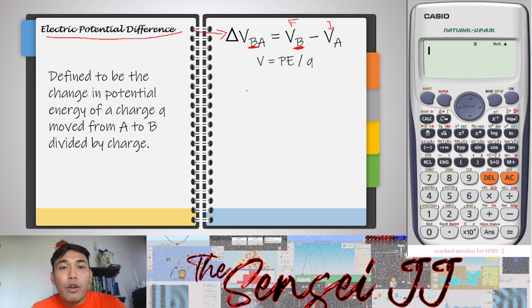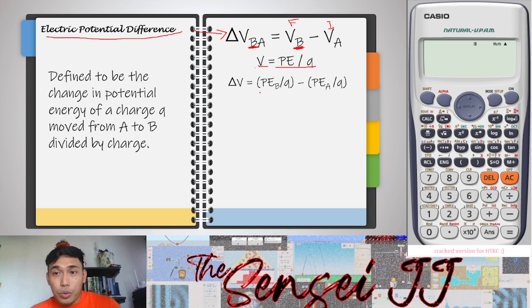And we know that our formula of V, or our electric potential, is V equals PE all over Q. Substituting the value of V, which is PE over Q, dito sa ating VB minus VA, we will have here delta V is equivalent to PEB all over Q minus PEA all over Q. So, walang nabago. We just put the longer version of our formula.